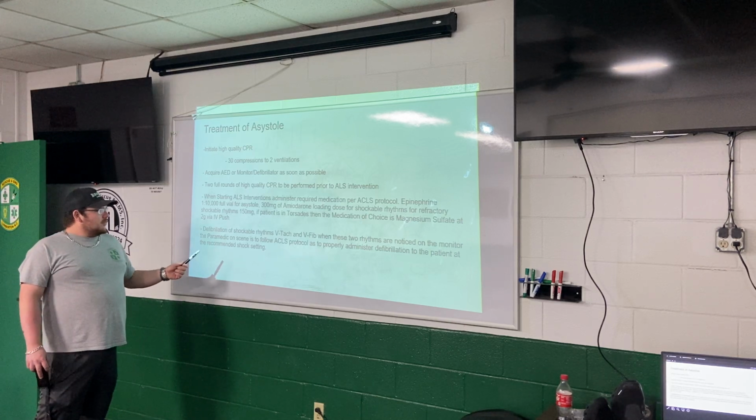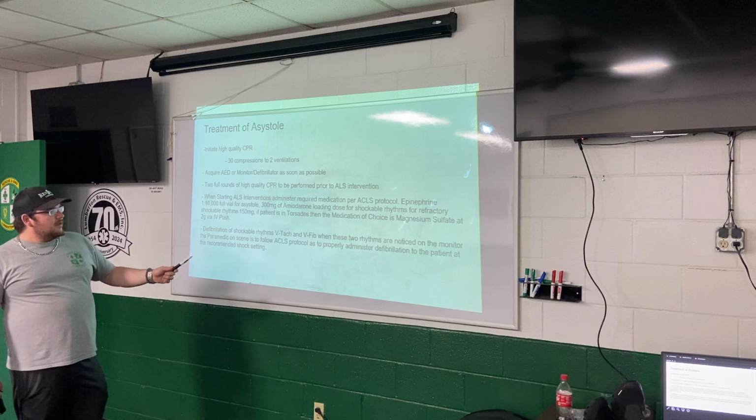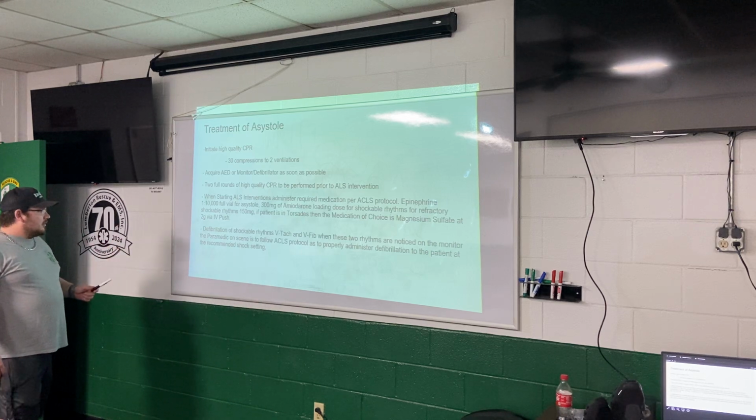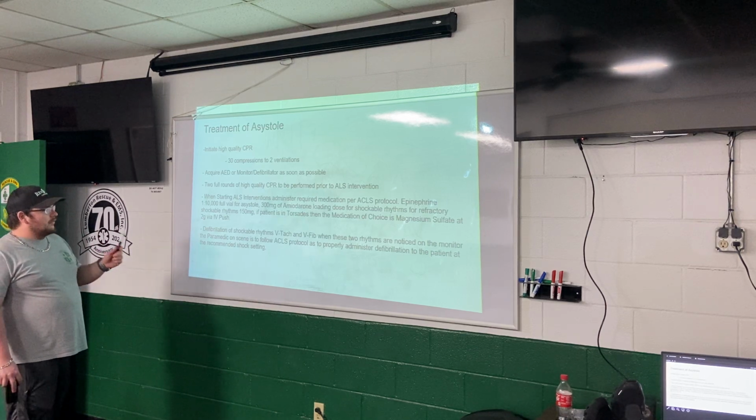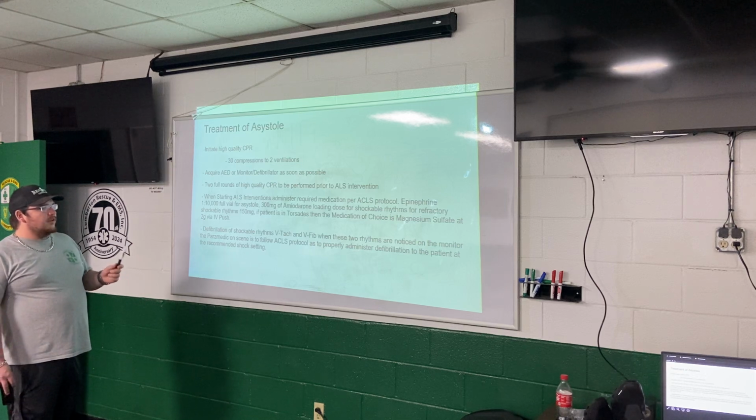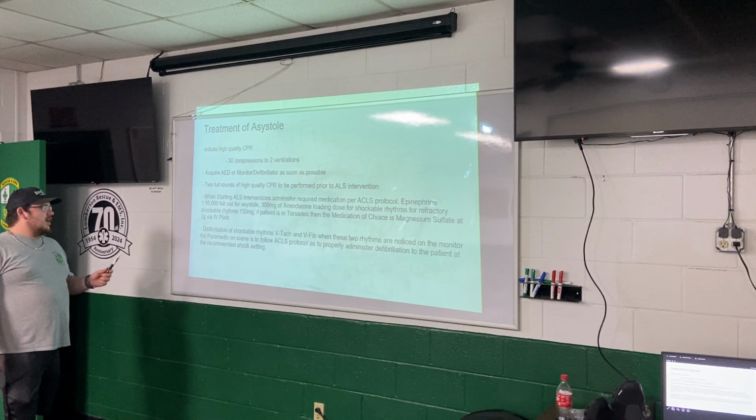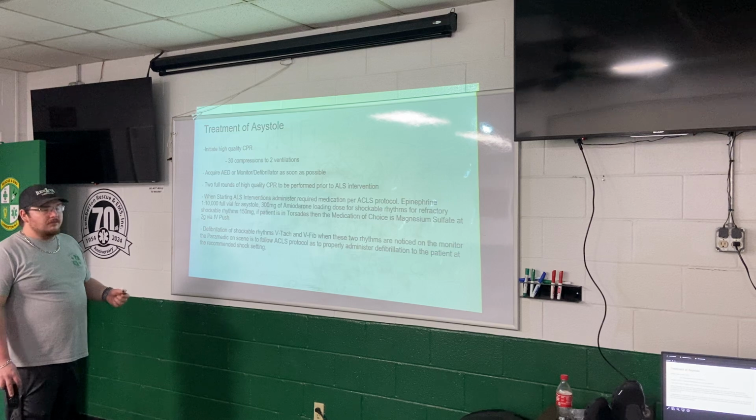Defibrillation of shockable rhythms, such as VTAC and VFib, is done when they're noticed on the monitor. The paramedic on scene is to follow ACLS protocol as to properly administer defibrillation to the patient at the recommended shock settings of the monitor.